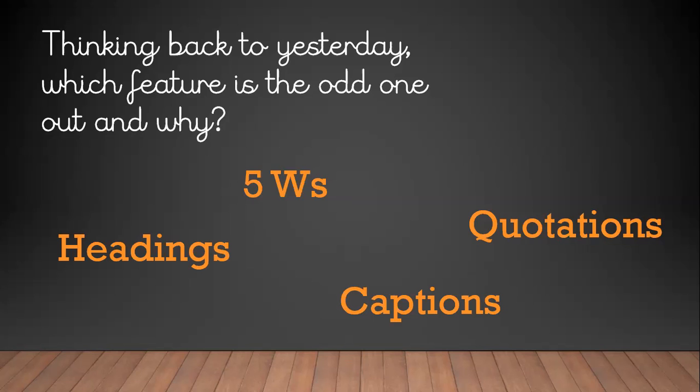Okay, so the odd one out then would be headings. The reason it's the odd one out is in a newspaper report, we don't have headings. We do include the 5 W's in our introduction. We will have captions on any photographs that are included in the report. And we do have quotes from witnesses that were there for whatever the story is. We have a headline, which is the name of the overall story encapsulated in a headline at the very top of the page. But we don't have headings. Headings are something that we would find in non-chronological reports, for example. So headings was the odd one out.